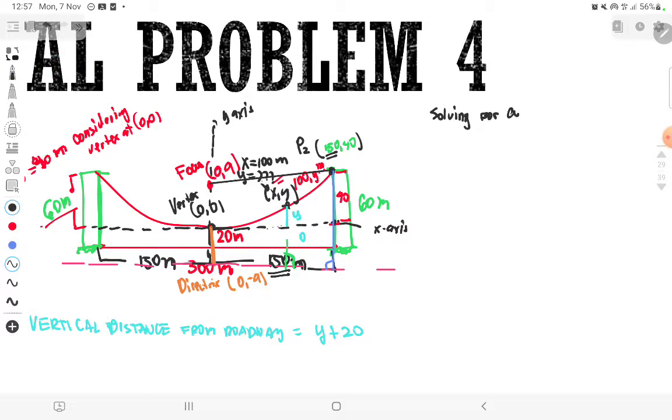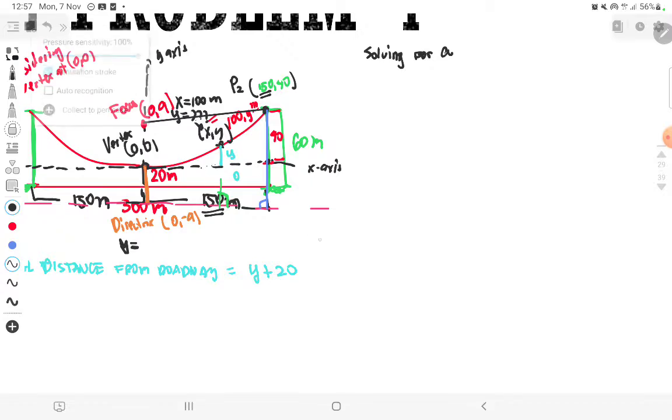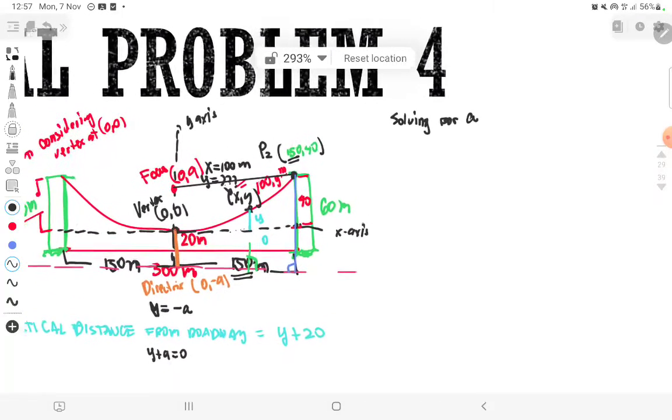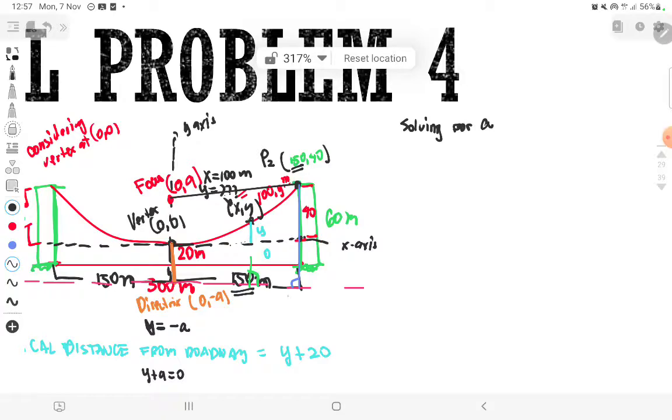Now let's tabulate the points of my directrix. So my directrix will have 0, negative a, and this point. Take note that my directrix will have an equation y equals negative a. Y is equal to negative a, so y plus a is equal to 0. So I will have 150, negative a, a point here. Note this is my point in the directrix.